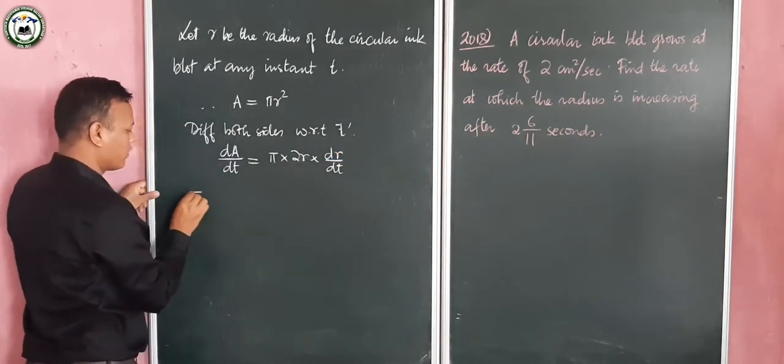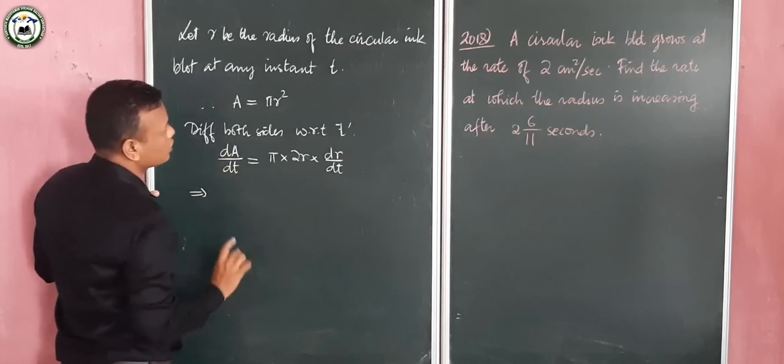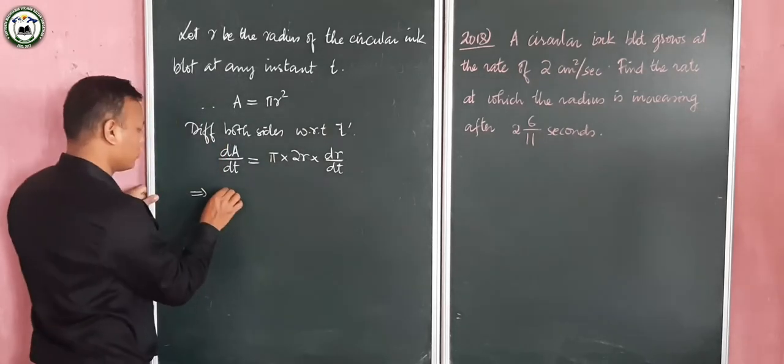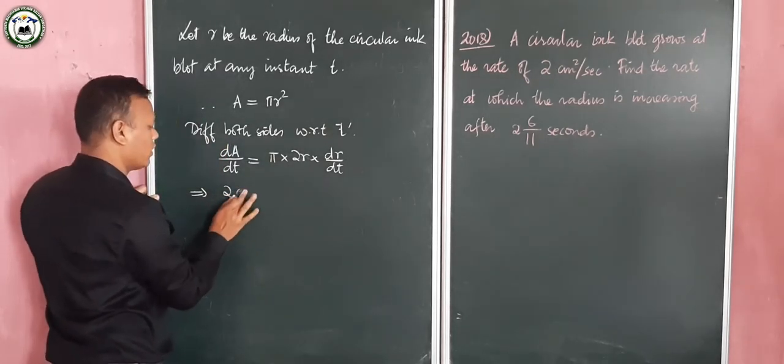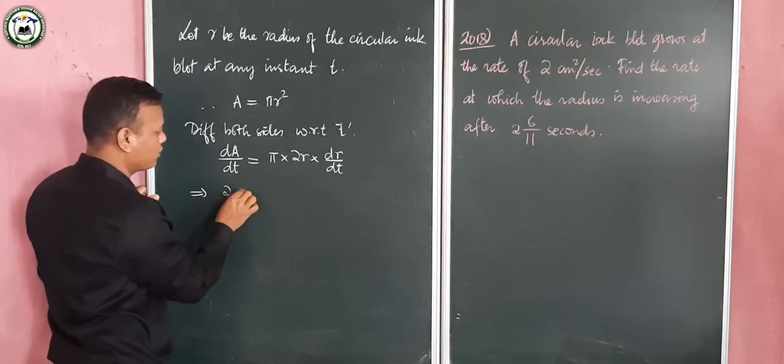Now let us put the values of the given quantities, that is dA by dt. So what is dA by dt? The rate of change of area is 2 cm square. Or let me write just 2 out here. So 2 cm square per second.